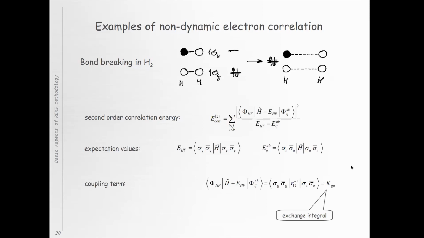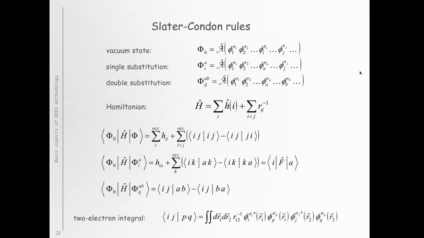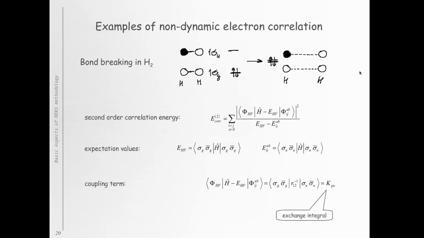This is just a reminder of the rules for how to evaluate the matrix elements needed. The energy is just the diagonal element of the Hamiltonian, same function. The doubly excited configuration is also the same function. And this is the cross term between the two configurations, and it is actually equal to the so-called exchange integral between the gerade and ungerade orbitals, so symmetric and antisymmetric orbitals.